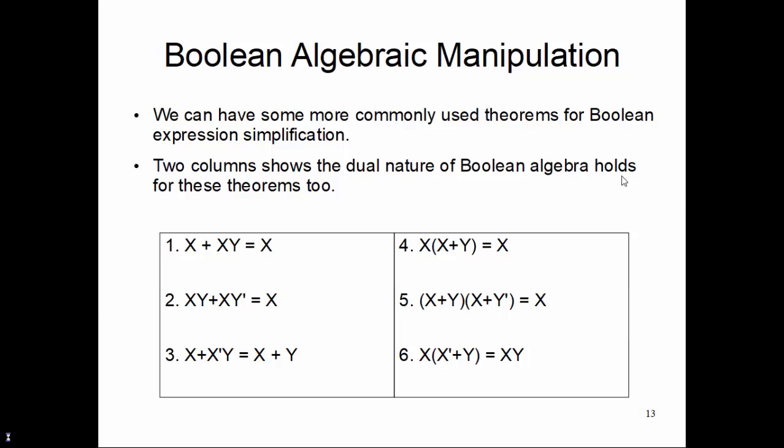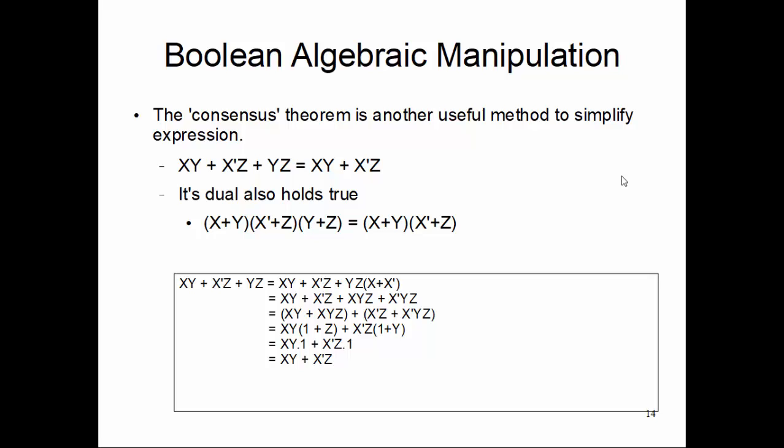Well, now we talk about another very specific algebraic manipulation. We call it the consensus theorem, which can become very useful from time to time in the reduction process. If you see any such expression, it may not be directly two or three variables. x may be one complex term, y another complex term, and z another complex term. You can still do that.